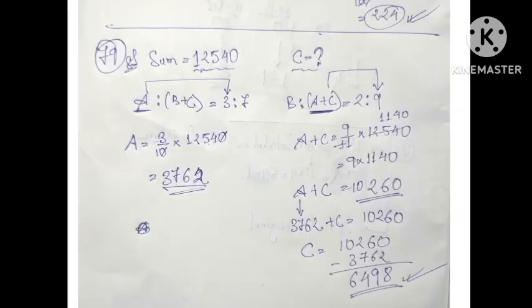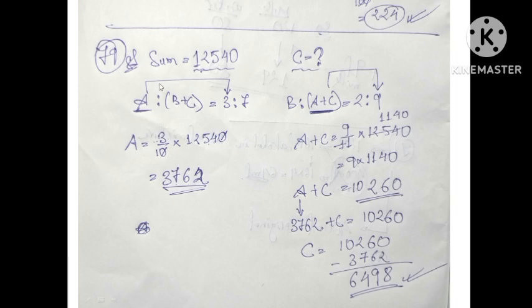So this will be question 79. Please look at your question. I'm not writing here. See, there is a sum. What is the sum here? 12,540, and that is distributed among A, B, and C. But we are not given the ratio of A, B, and C.